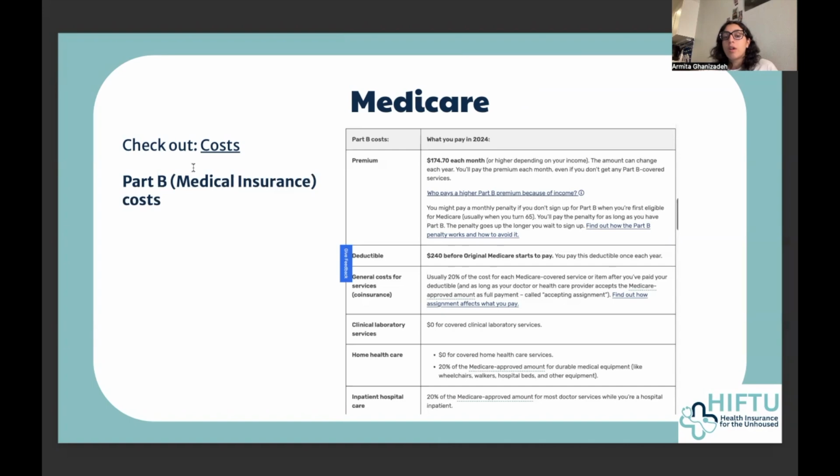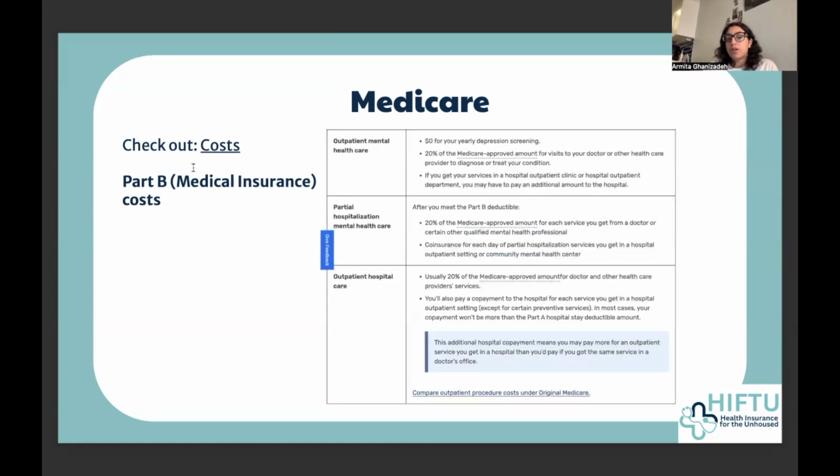The deductible is about $240 before original Medicare starts to pay, and you pay this deductible only once a year. General cost services is usually 20% of the cost for each Medicare covered service. These include clinical laboratory services, home healthcare services, inpatient hospital care, outpatient mental health care, partial hospitalization mental health care, and outpatient hospital care. Again, not all of them would get to zero, but there is 20% off the Medicare approved amount.